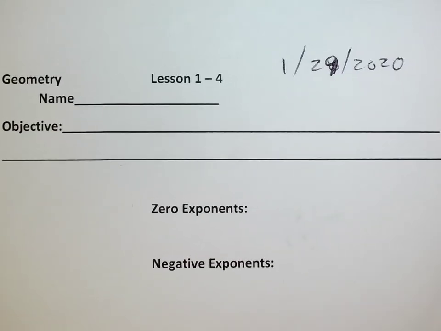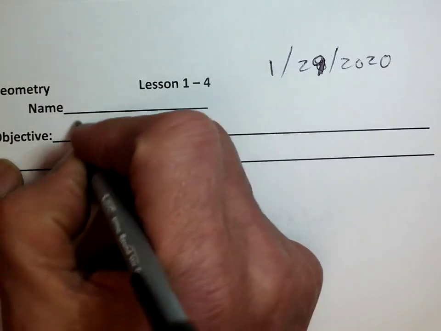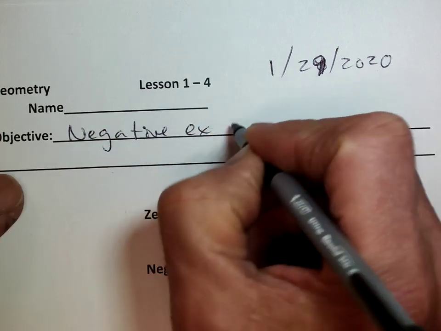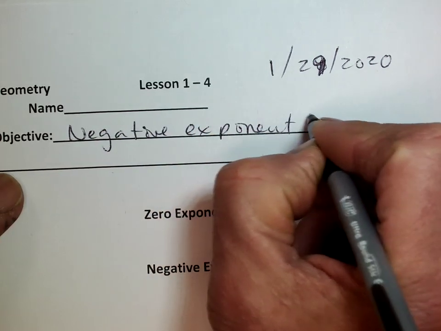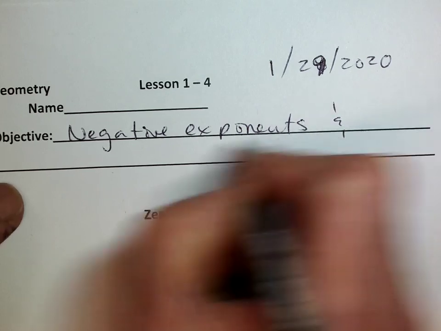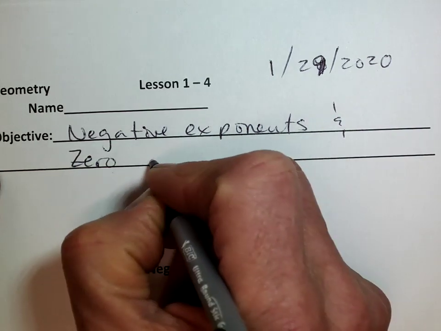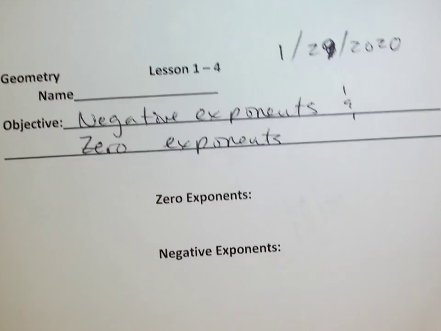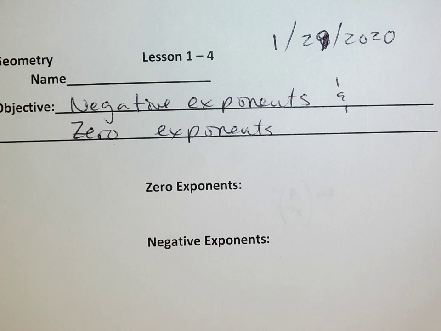So our objective today has to do with negative exponents and zero exponents. We talked about this yesterday, and I want to do it again today. So everything I'm going to go through should be going back one more time. Josh, you're with me, aren't you? Right? Yeah.